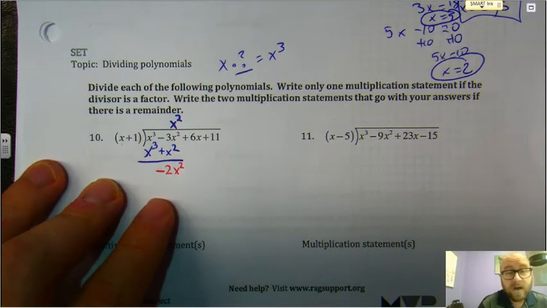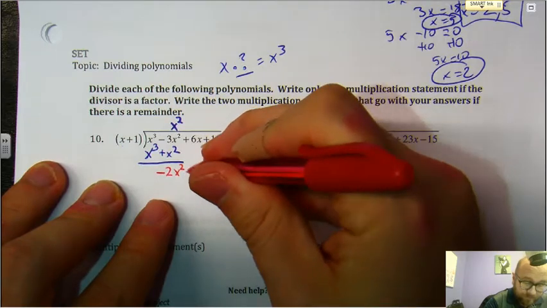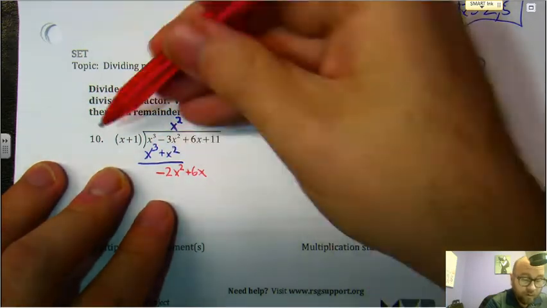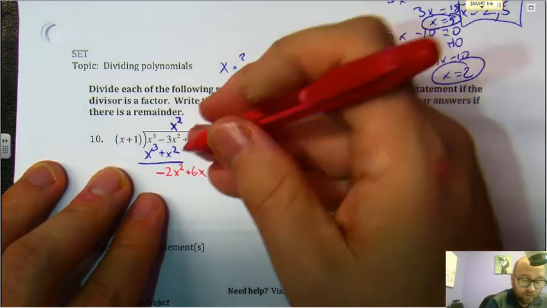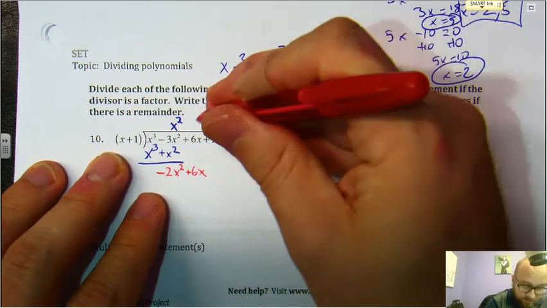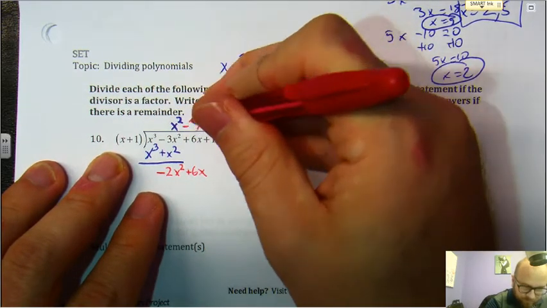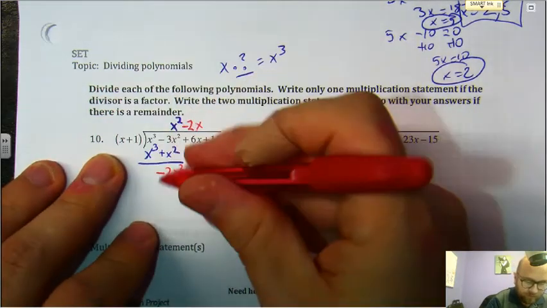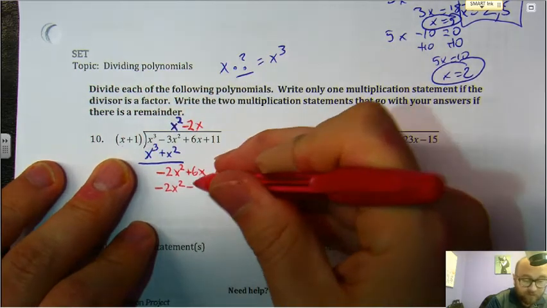All right, so now I'm going to bring it down just like I did in long division. So plus 6x. Now I'm going to be doing the same thing. What do I have to multiply x by to get negative 2x squared? Well, I need another x, so times x, and I need the 1 to become negative 2, so negative 2. So I'm going to multiply that by negative 2x. That'll give me negative 2x squared, and then negative 2x times 1 is negative 2x.